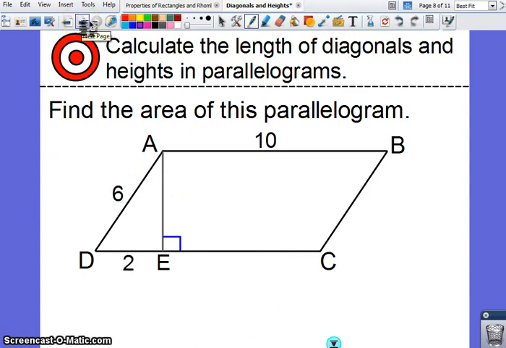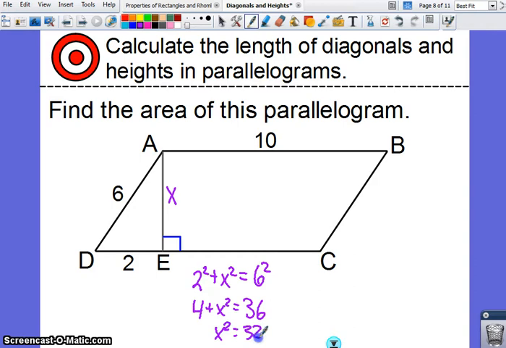So same idea for this one. Okay, so go ahead and try this on your own, and then I'll work through it. So we call that x. This will be 2 squared plus x squared equals 6 squared. So that'll be 4 plus x squared equals 20, or I'm sorry, 36. So x squared equals 32. So x equals the square root of 32. I know you can simplify that, but just go ahead and find the approximation. So that will be 5.66.